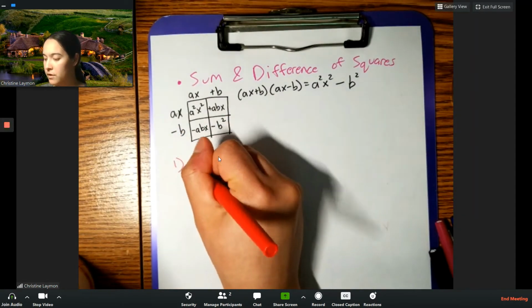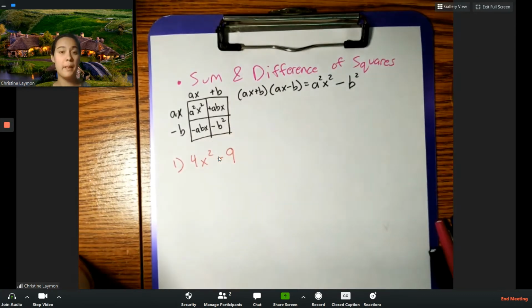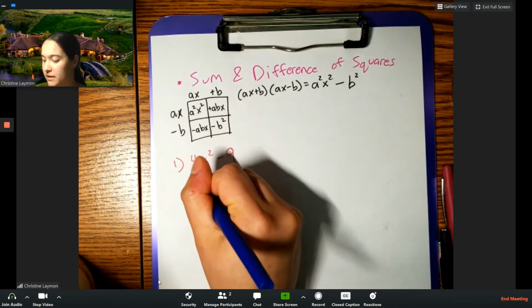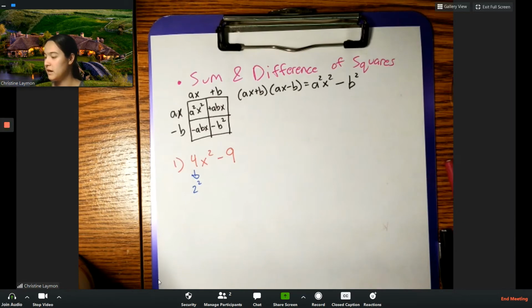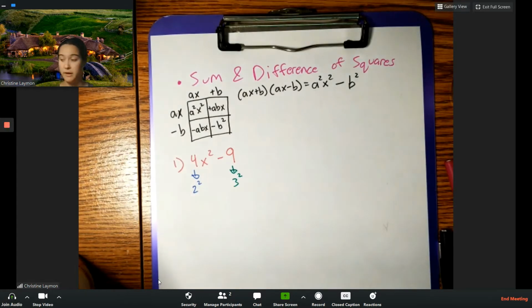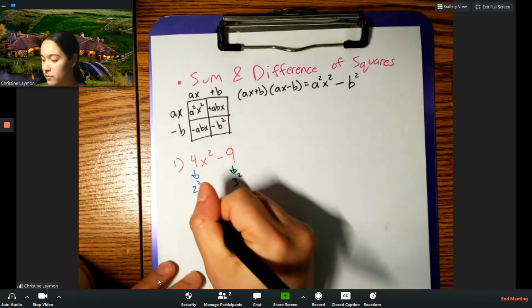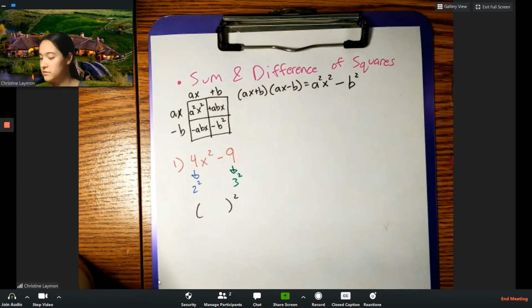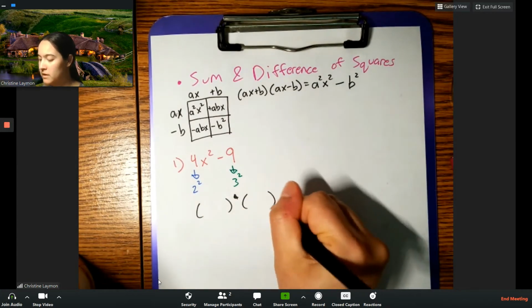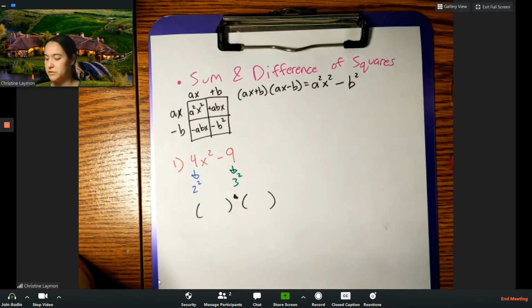Let's go ahead and take a look at an example. Suppose I have 4x squared minus 9. So 4x squared minus 9. Notice that my first term is a perfect square because this is the same thing as 2 squared. My last term is a perfect square because this is the same thing as 3 squared. I have no middle term, but I do have a minus sign.